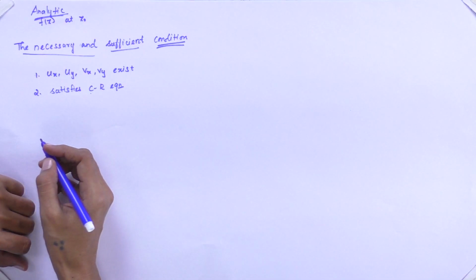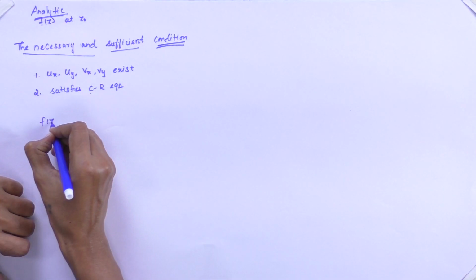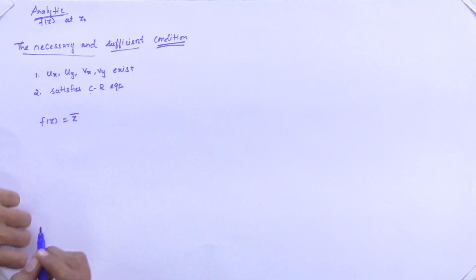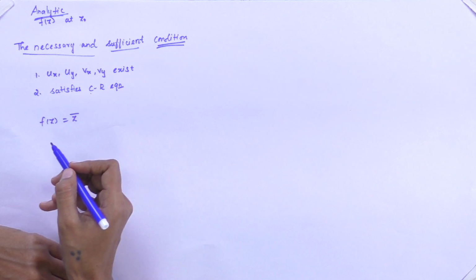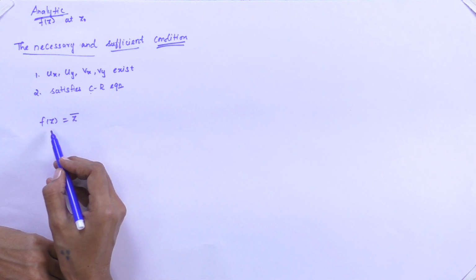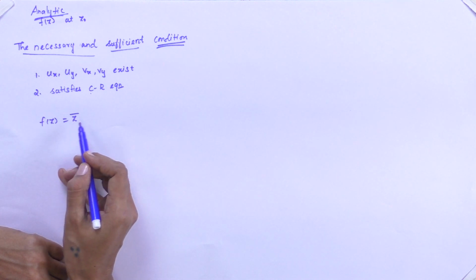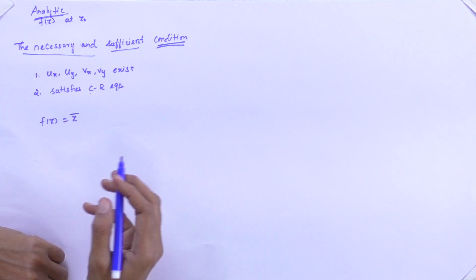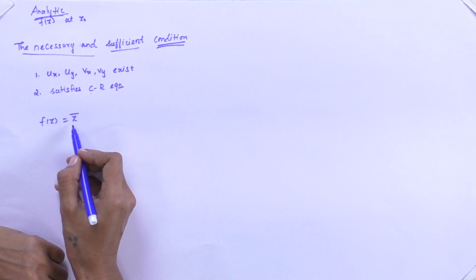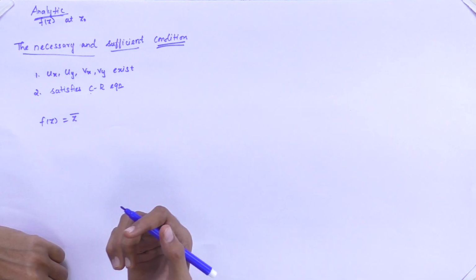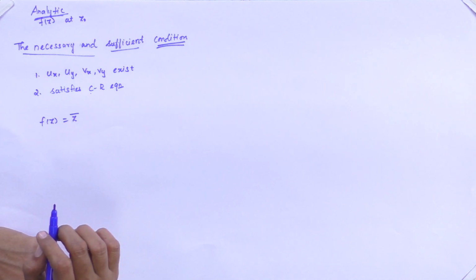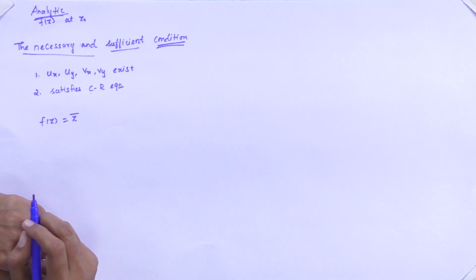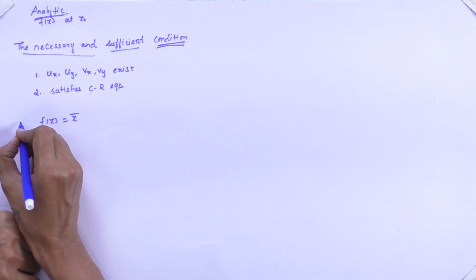Let me check whether the function f of z equal to z bar is analytic or not. By the previous definition of derivative and the example we have seen, we can say that this is not an analytic function anywhere. Why? Because, simply, the derivative does not exist for this function. Therefore, the function f of z equal to z bar is not analytic.